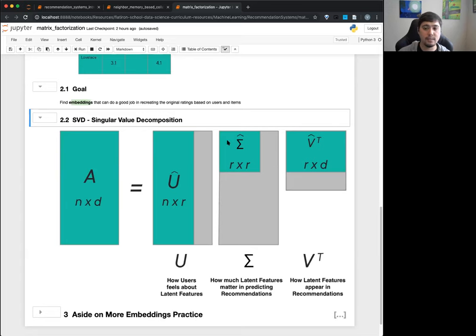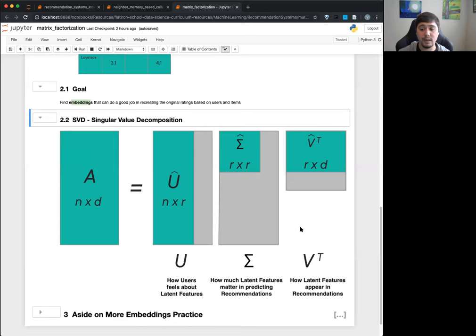So you can kind of imagine saying, does it have puppies? Is it action? Is it romance? Is it made in the 1990s? Maybe some of those latent features matter more in predicting those things. So you can imagine this will actually end up being a diagonal matrix. And those values on that diagonal represent that the higher that number is, the more that latent feature is going to matter in predicting the user's movie recommendation or ratings. Does that make sense? It's kind of like a weight.